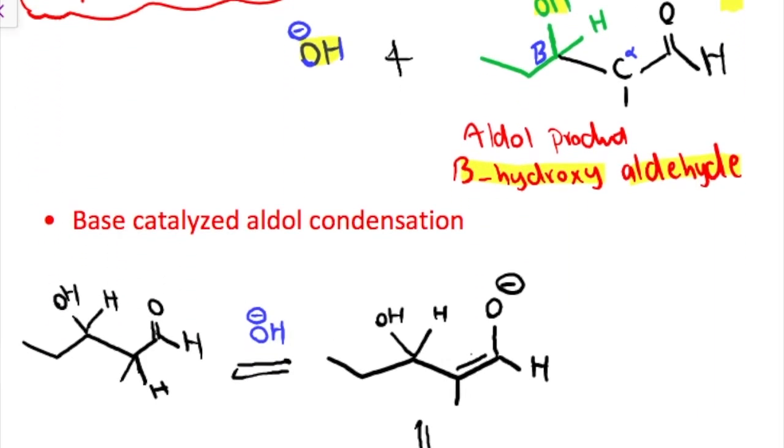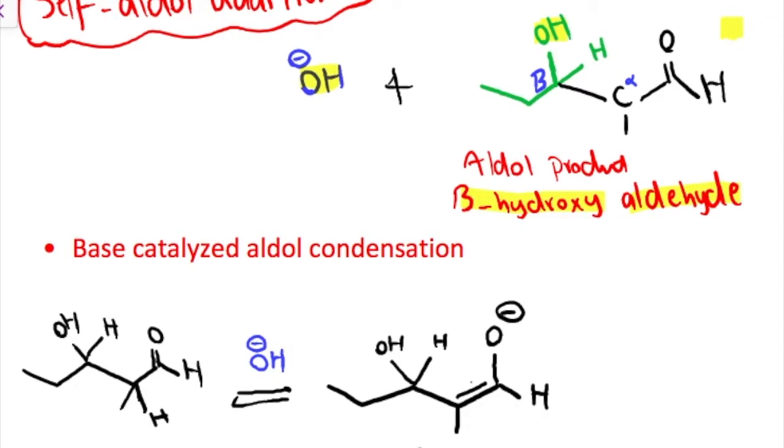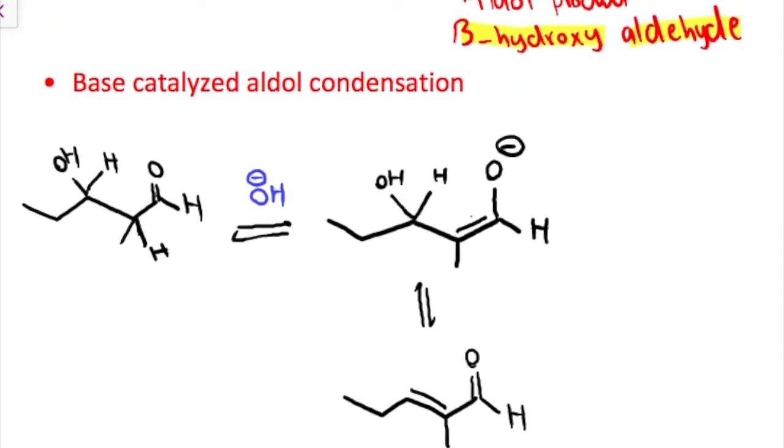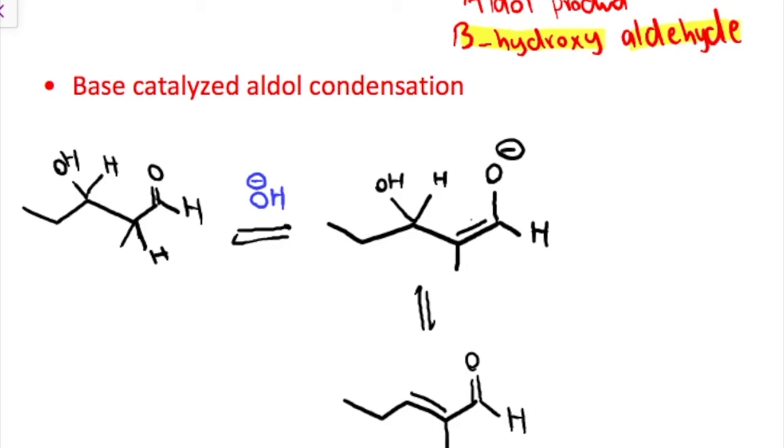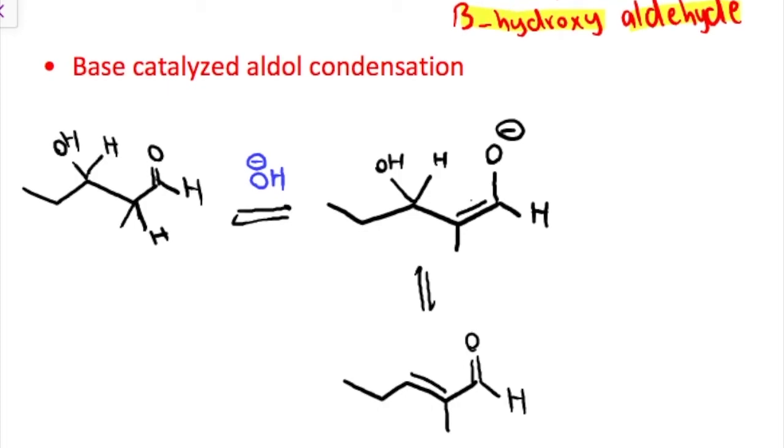So now the reaction usually doesn't stop at beta hydroxy aldehyde. We go one step further, and this is called base-catalyzed aldol condensation. So the first step is addition, and then we have the condensation reaction. Again, it's the same reaction. We have hydroxide ion floating around, and this is going to grab this hydrogen right here, form a double bond here, and this is going to be our intermediate right here.